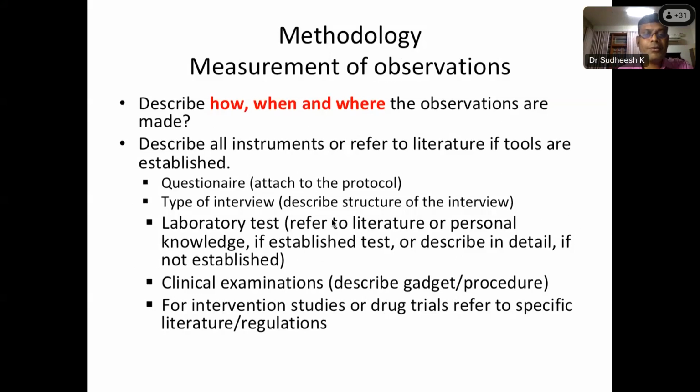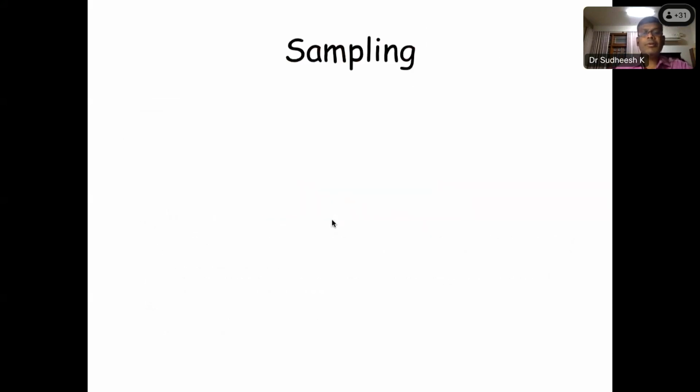For example, you might use a questionnaire, or an interview, or a laboratory test, or clinical examinations, where you have to describe various gadgets or procedures that you are going to use. In case you are doing an intervention, you can go through the drug literature and other things for various regulations, etc. So now coming to the sampling techniques.